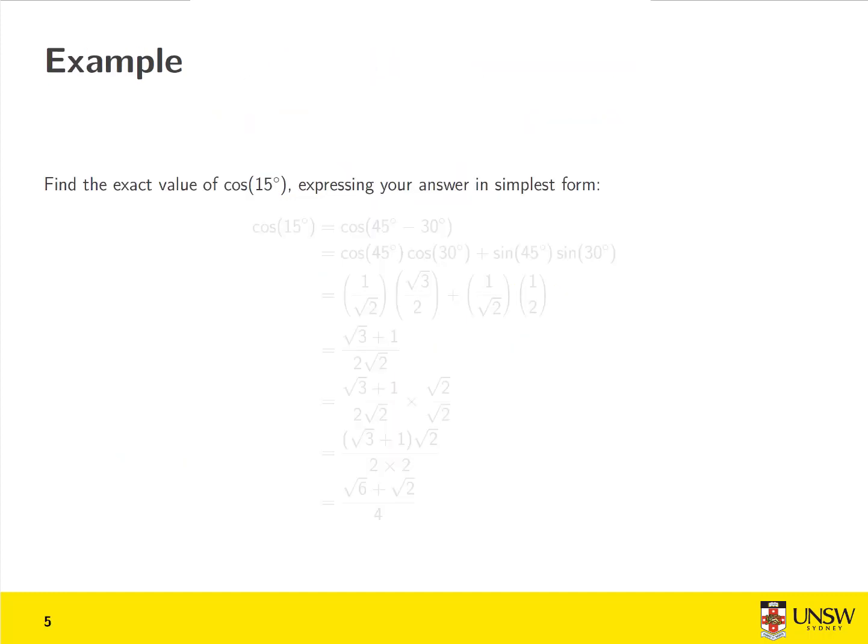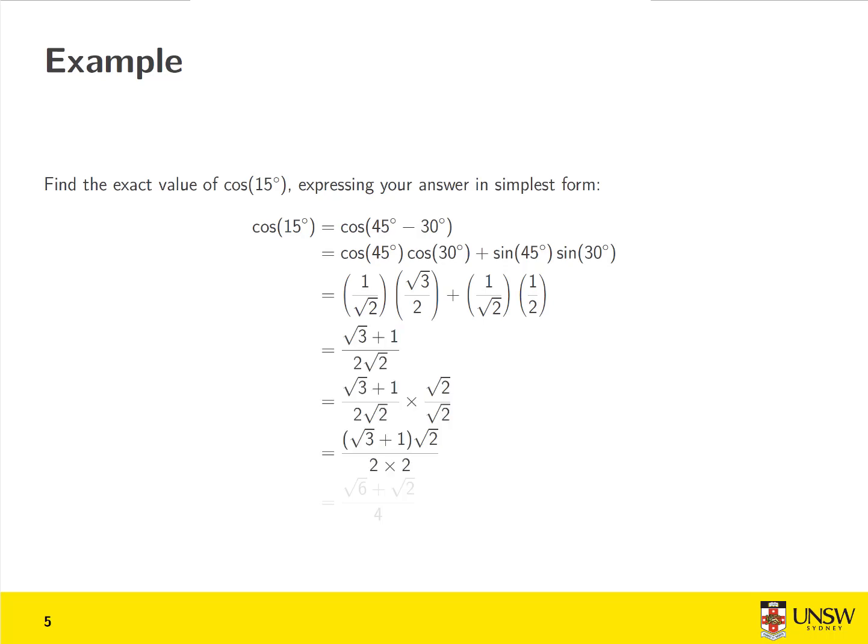The compound angle formulae can be used to find exact values of non-standard angles. For example, if asked to find the exact value of cos of 15 degrees, we can instead interpret this as cos of 45 degrees minus 30 degrees. Using the appropriate compound angle formula, we can find an expression in known exact values. Simplifying yields the result that cos of 15 degrees is the square root of 6 plus the square root of 2 all over 4.